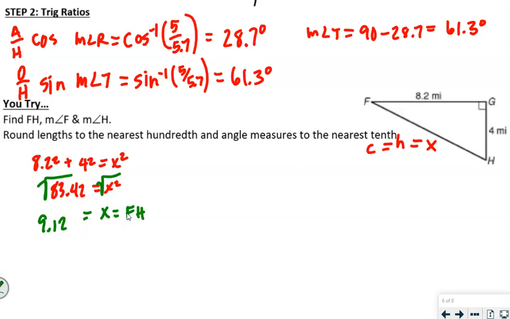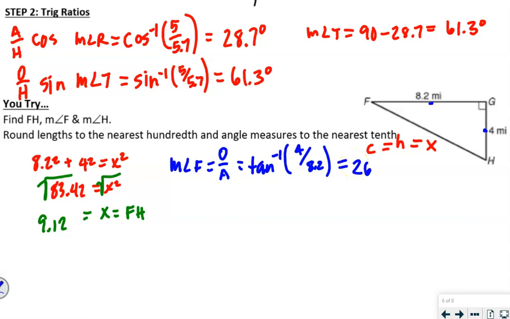Then we're going to find the angles. Let's first find the measure of angle F. Let's see what we have: the opposite and the adjacent. Isn't that tangent? So we do the inverse tangent of 4 divided by 8.2. When we do that in the calculator, we get 26 degrees, and that was actually a whole number.